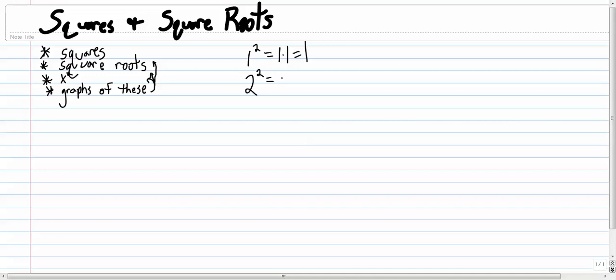2 squared is 2 times 2, and that is 4. You've done all these before, so what's the biggest one? The biggest one I can remember is this one, 15 squared, that's 225, and that's 15 times 15.